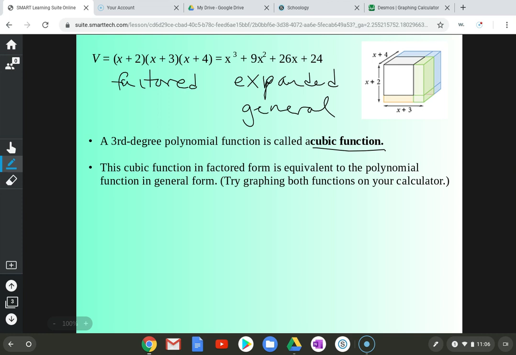So the cubic function, both of these, if we were to put these into a calculator or Desmos and graph them, we would get the exact same graph for both of these. They're equal to each other. So they are both equivalent, just different forms of the same thing.